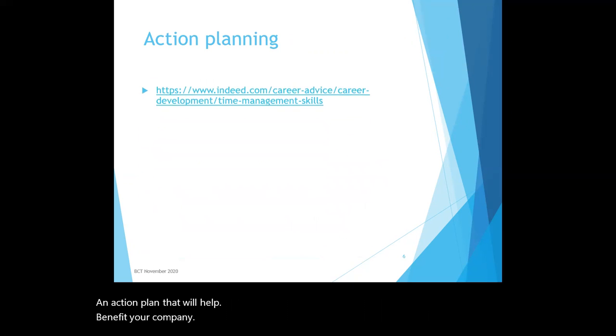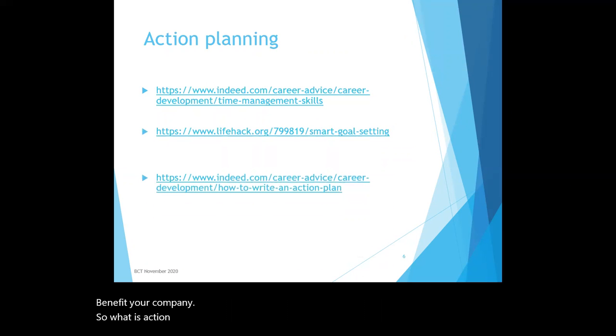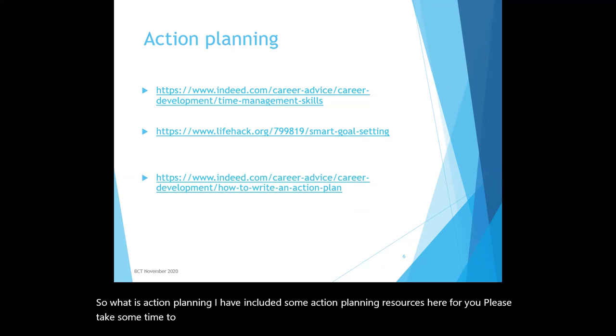So what is action planning? I have included some action planning resources here for you. Please take some time to look over these resources.